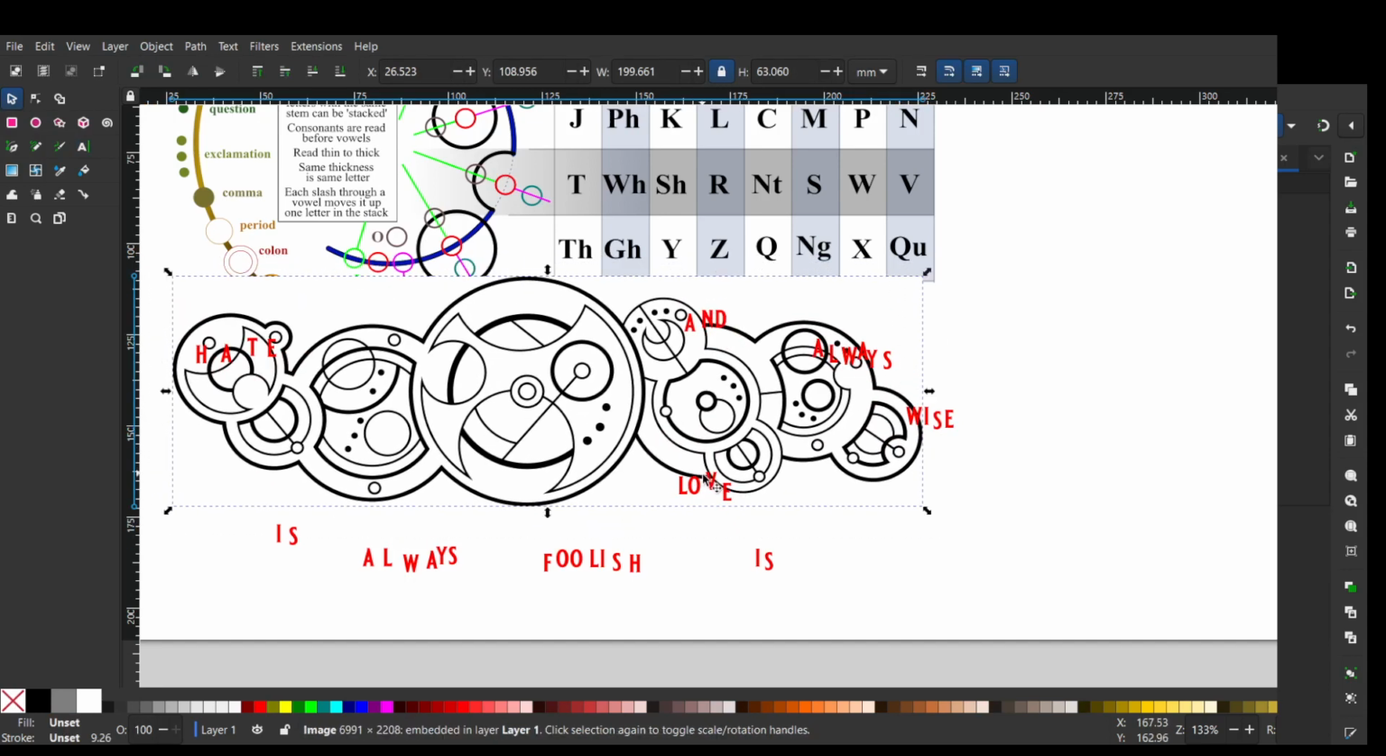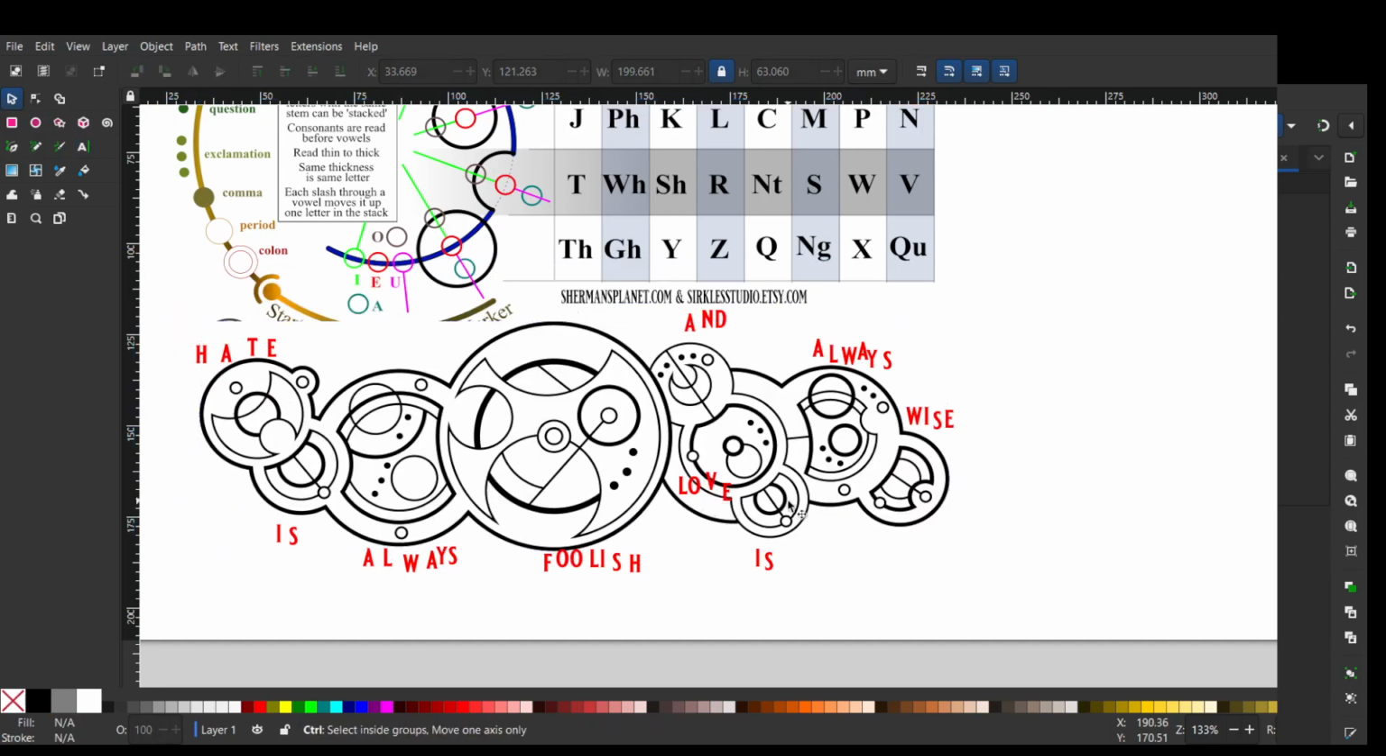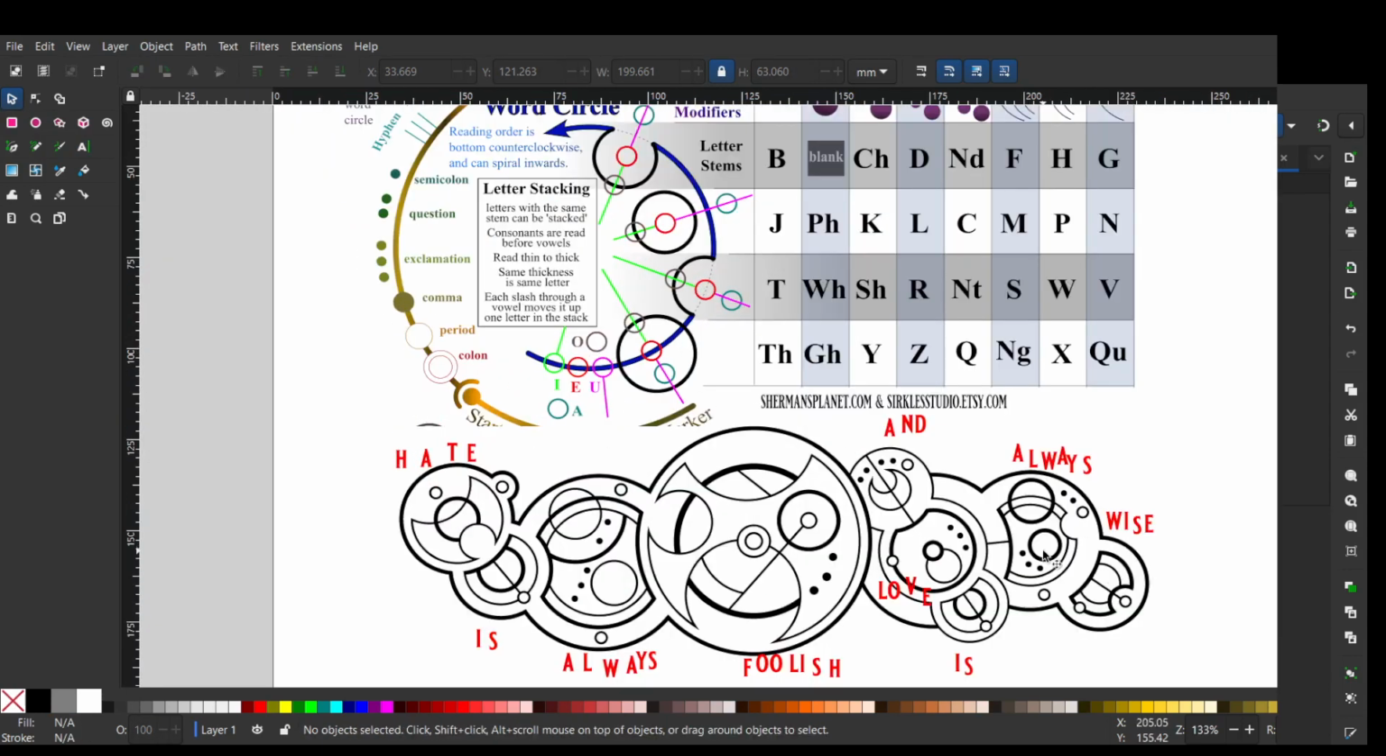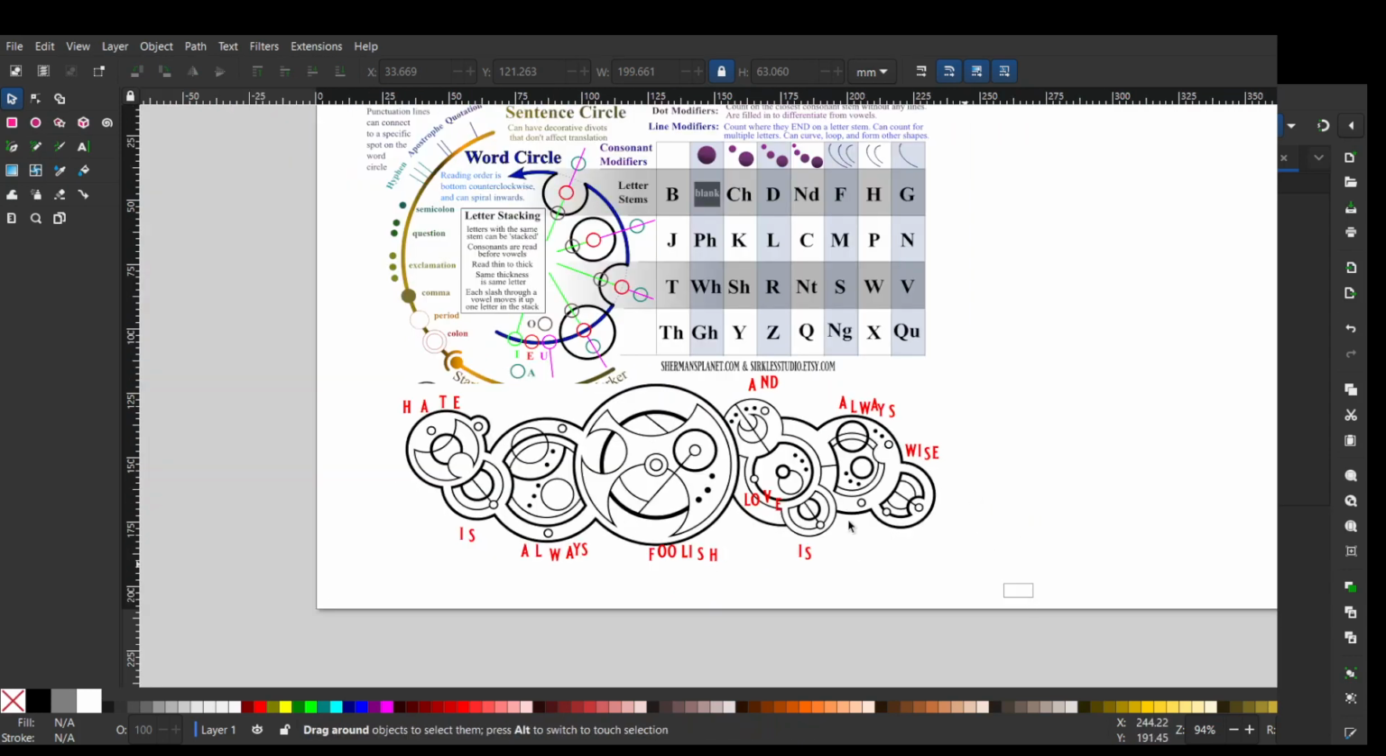So yeah, that is that design. I hope you like it, and I hope that this explanation video made a little bit of sense, and I hope you understand a little bit of how this says what it says.